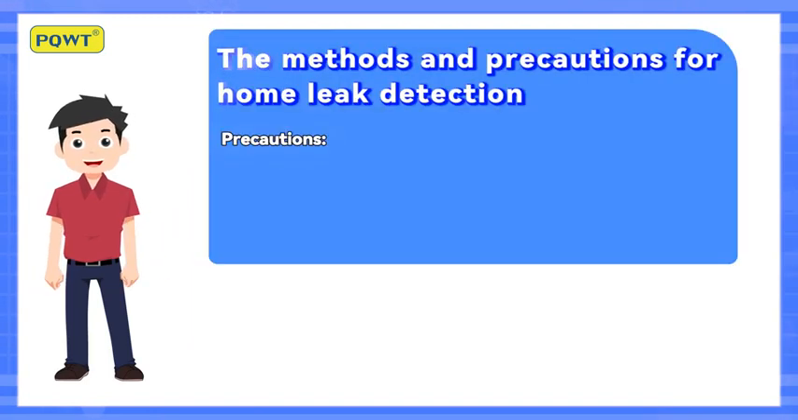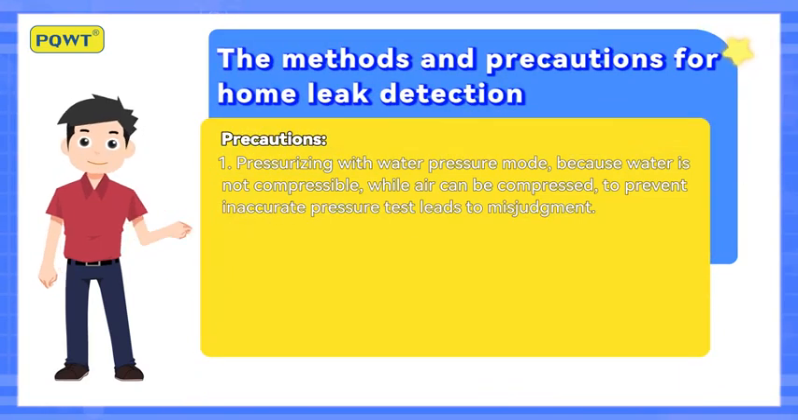pipeline. Precautions. 1. Pressurize with water pressure mode, because water is not compressible, while air can be compressed. This prevents an inaccurate pressure test from leading to misjudgment.